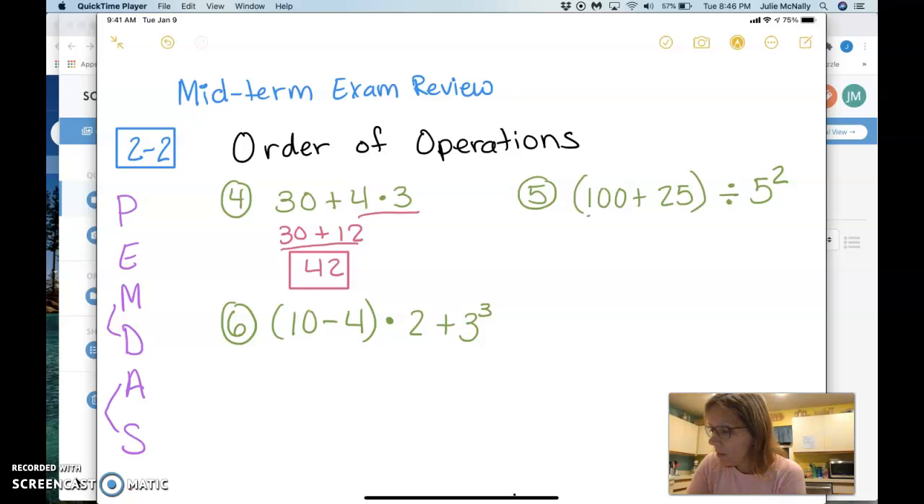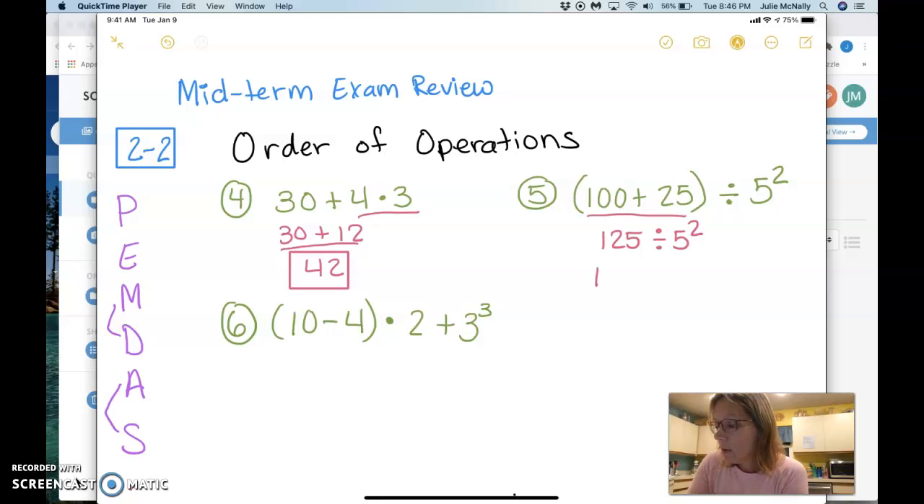For number 5, order of operations says parentheses first. So the first thing I'm going to do is what's in parentheses. Then I'm going to bring down the rest. I do one step at a time. Even at my age of 29, I still do one step at a time because I don't want to make a mistake. If you start combining steps in your head, you're going to make a mistake. Don't do that on the exam, please.